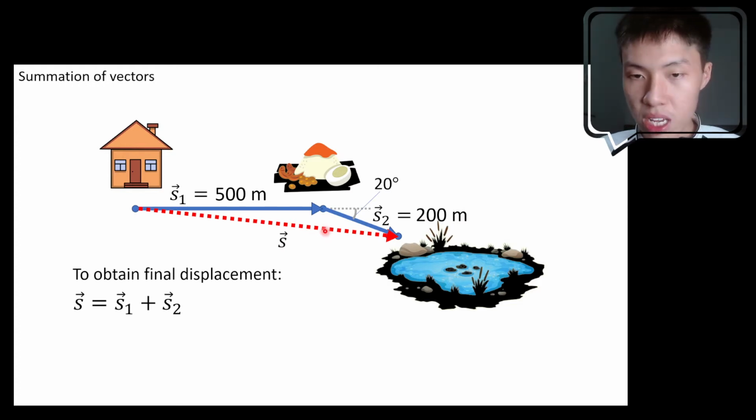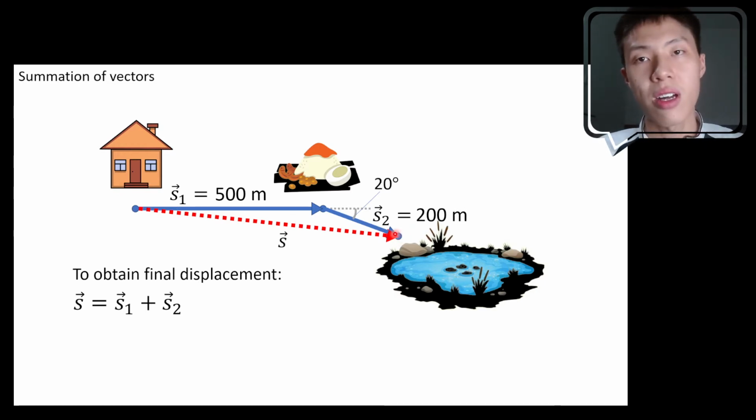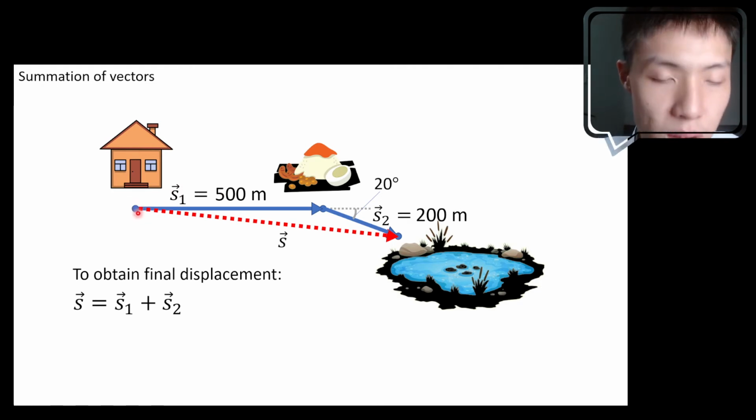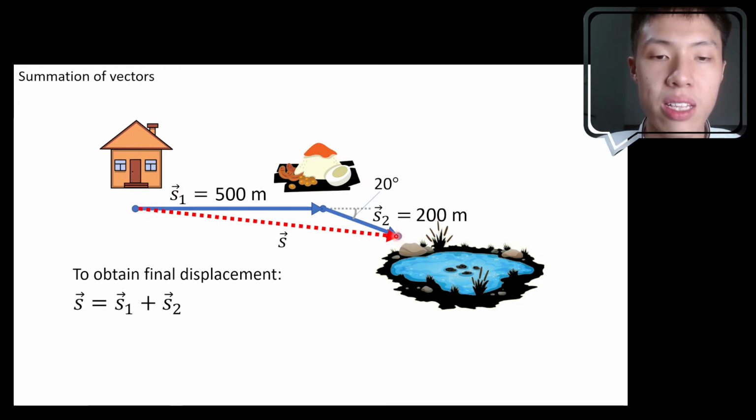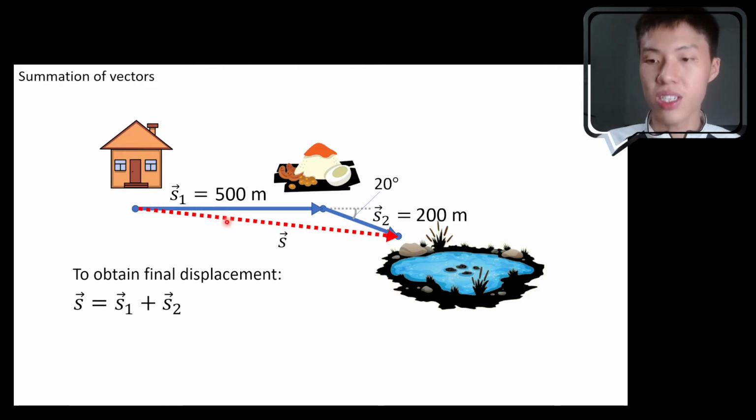Okay, so as you can see, this arrow here starts from the tail of the first vector and ends at the head of the last vector. Please take note here. It should start at the tail of the first vector and it should end at the head of the last vector. Okay, so we know this will be the answer. If we measure the length of this arrow and we measure the angle of this arrow, that's our answer actually.